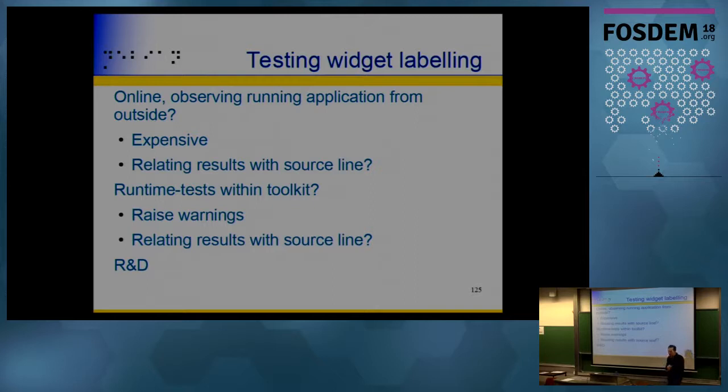So how to test this? We could try to test online, so run the application and check that we have labeling, but it's quite expensive, it's slow, and okay, but which source line corresponds to that widget? It's difficult. Maybe we can do that inside the toolkit, but it's also the same problem. How do you get back to the source code? Okay, maybe there's research to be done here.